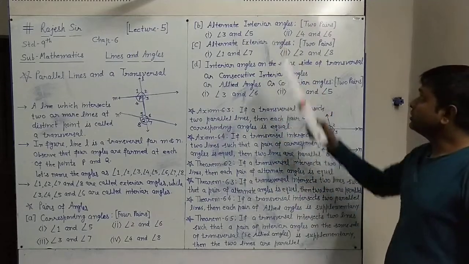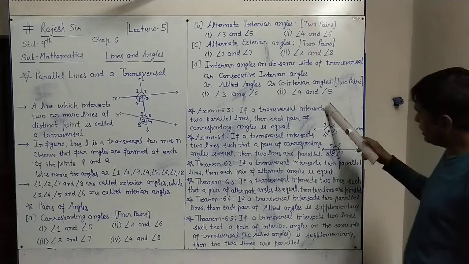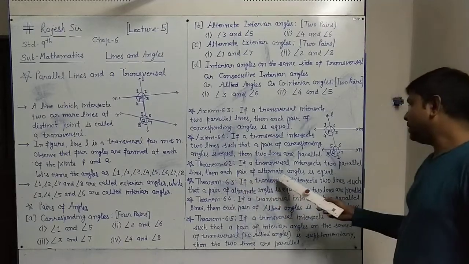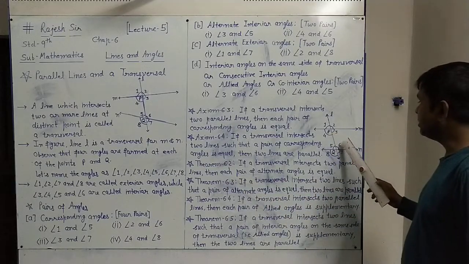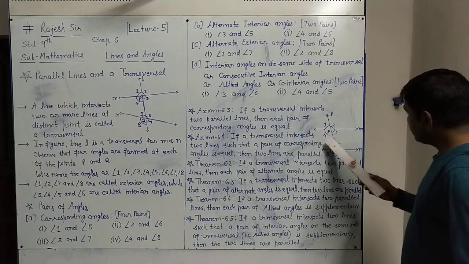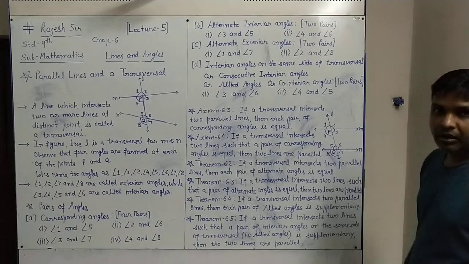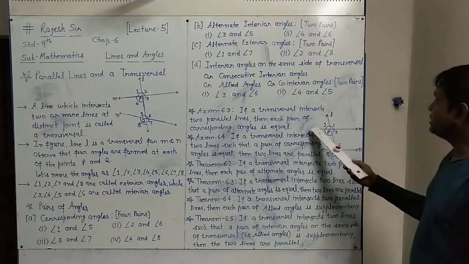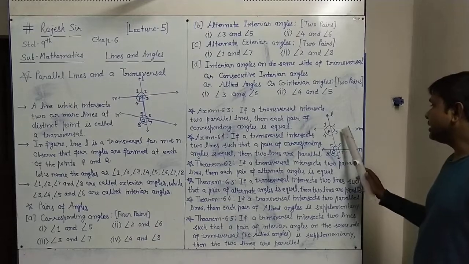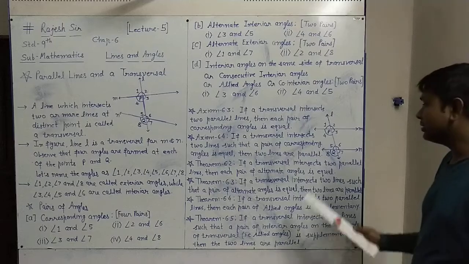It is about the alternate angle. If a transversal L intersects two parallel lines M and N, then each pair of alternate angles is equal. The alternate angles, that is, Z-making angles, means angles 4 and 6, and angles 3 and 5 are equal. If the transversal is intersecting two parallel lines, then alternate interior angles are equal. The pair of alternate angles is equal.